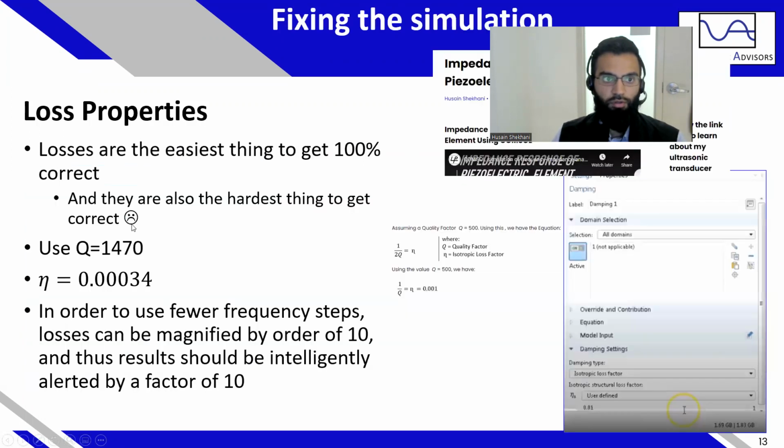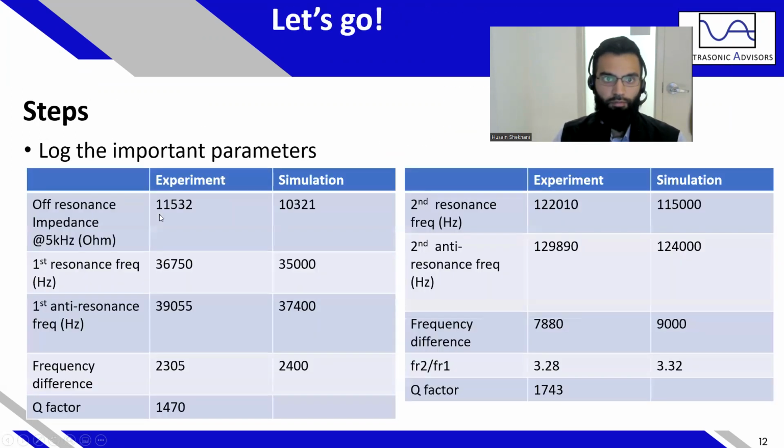First is the off-resonance impedance. This is going to be used to get your permittivity in the 3-3 direction. So we log those 2 values, 5 kilohertz experiment, 5 kilohertz simulation. Then we look at the first resonant frequency, resonance and anti-resonance, the frequency difference.